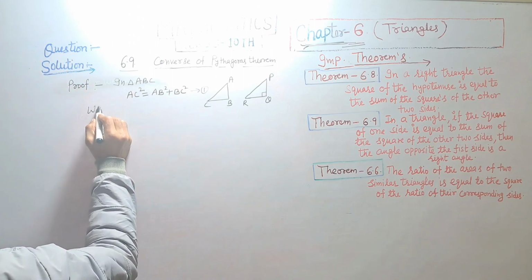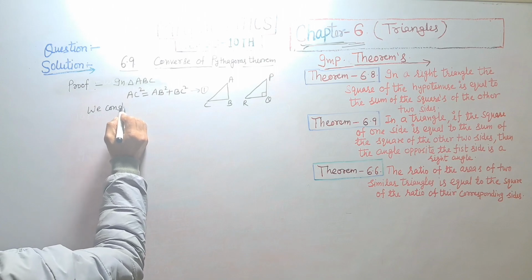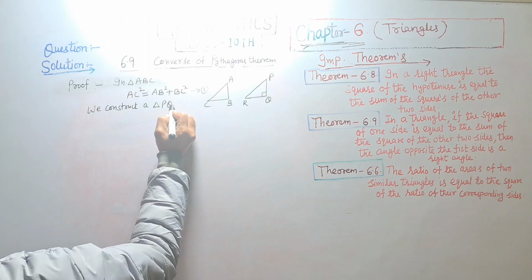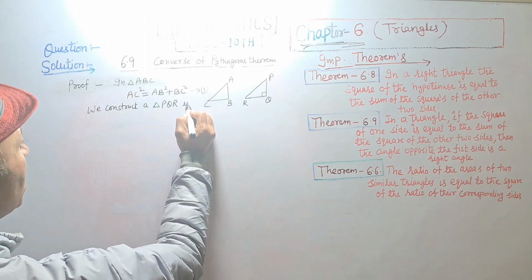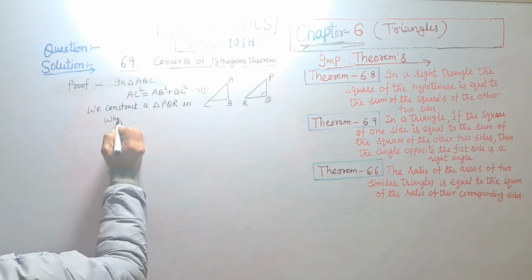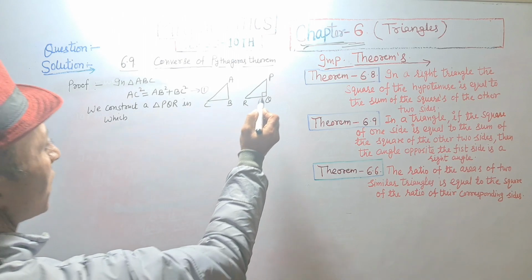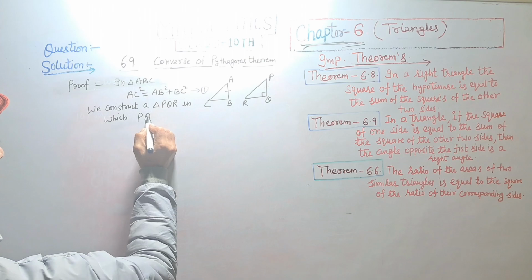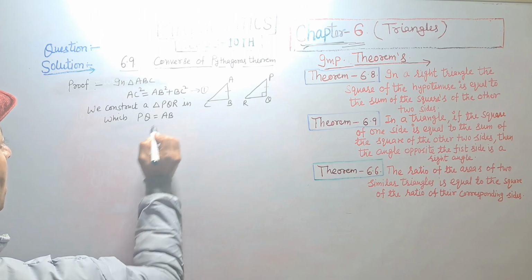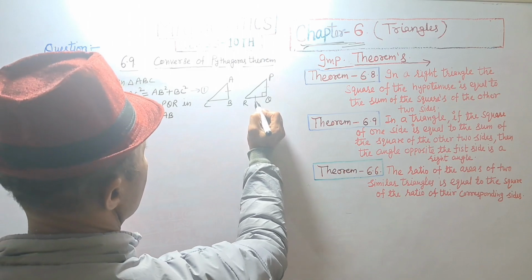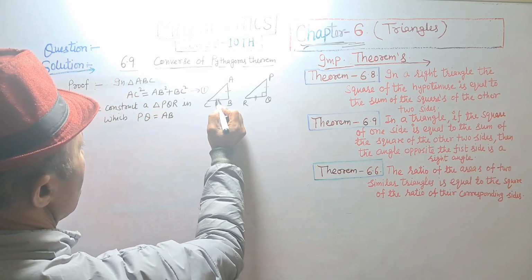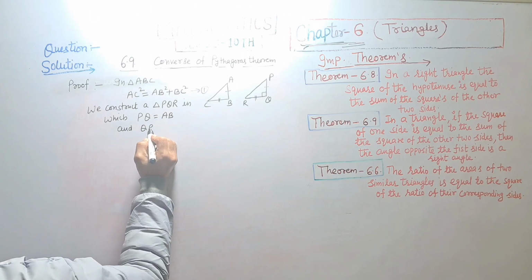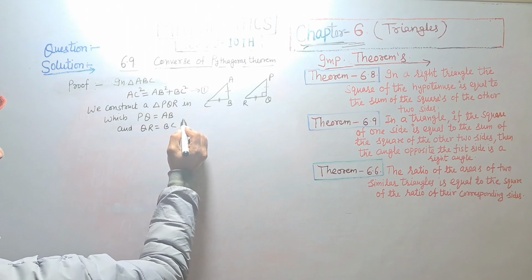And we construct a triangle PQR in which PQ is equal to AB by construction, and QR is equal to BC.